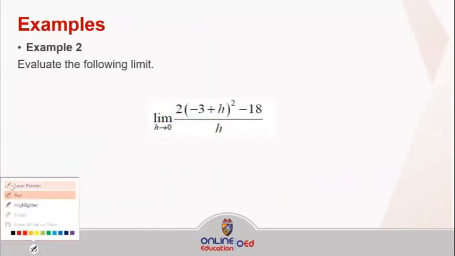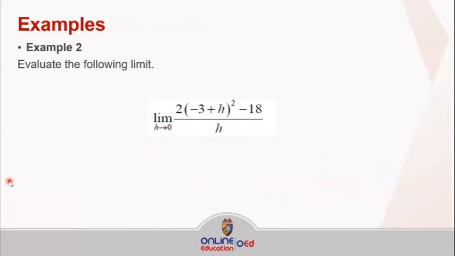Then, for our next example, we have yung evaluate the following limit. We have the limit of 2 multiplied by negative 3 plus h raised to 2 minus 18 over ng h natin. And yung value nitong h is 0. So, yun na yung problem natin.